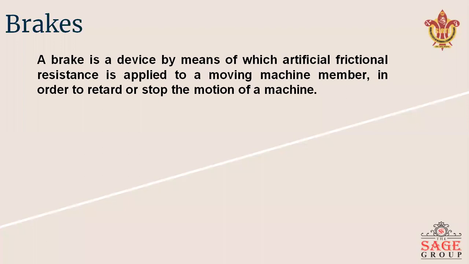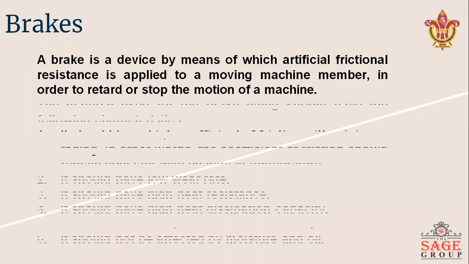First of all, we will discuss the brake. The brake is a mechanical device by means of which artificial frictional resistance is applied to the moving machine member in order to retard or stop the motion of the machine or vehicle.